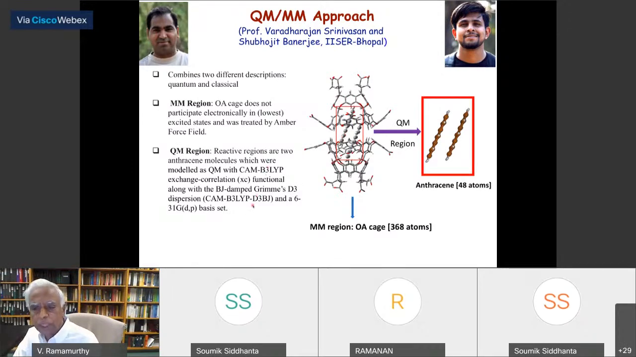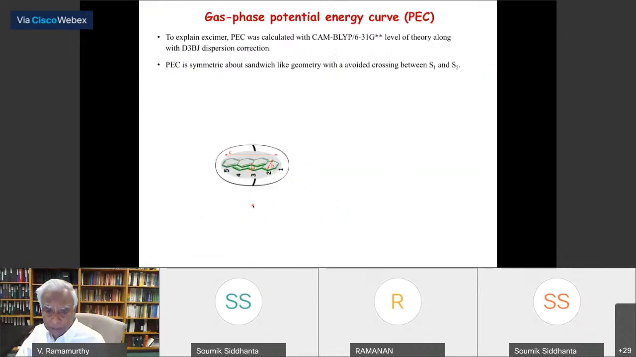And now, what is going to happen is the two anthracenes are sitting like this. What we want to know is, how much will it move along this direction? And then it has to move along this direction, and then it has to come closer. There are three steps for this whole thing to give rise to the excimers. So what is the potential energy curve for all these motions in the excited state? That's what we wanted to know.